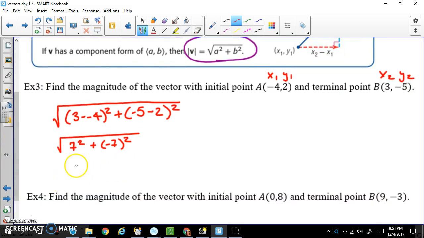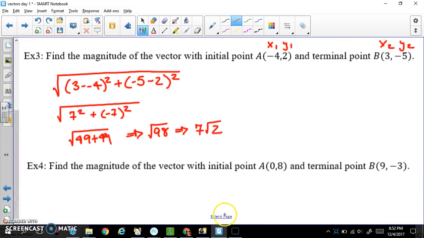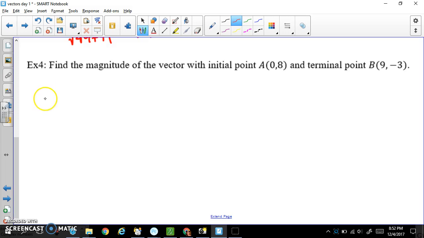That's exactly what I'm doing. You're going to get the same answer either way. So here's 49 plus 49, which we already figured out. That's going to get me the square root of 98, which is 7 square root 2. So either way, you're going to get the same thing. It's just that you can do one if you're given points, and you can do the other equation if you're already given component form.